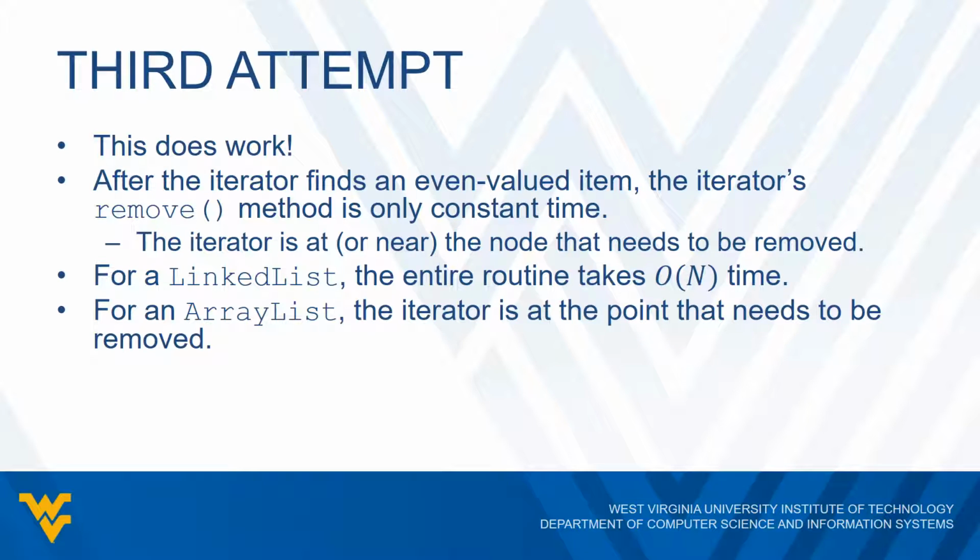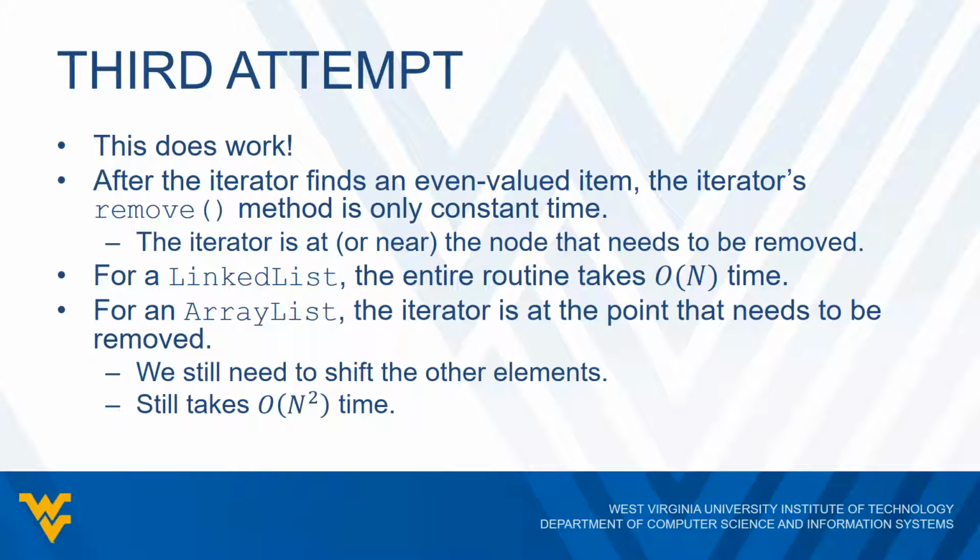Now for an array list, the iterator is at the point that we need to remove. So it's pointing at the element we got to get rid of. But the problem is we still have to shift the other elements. As soon as we take out that element, we have to move everything in. So for arrays, this is still going to take O of n squared time. But at least we've seen an improvement with the linked list implementation.